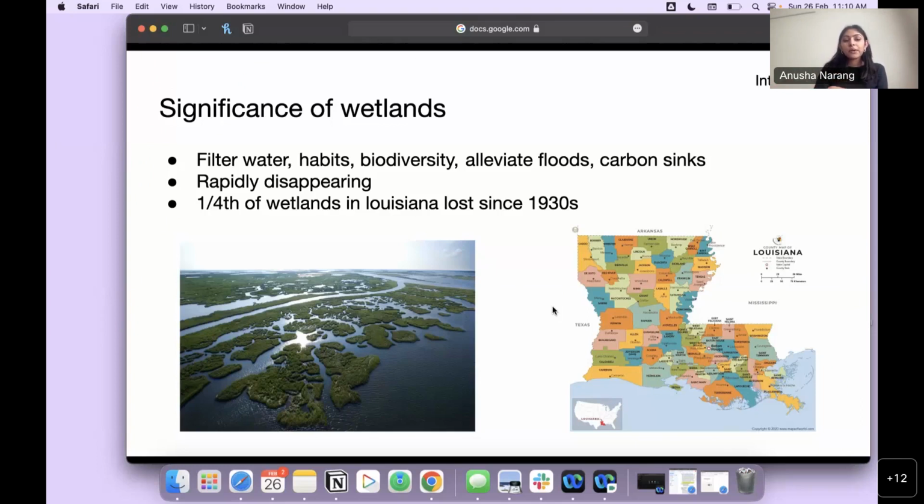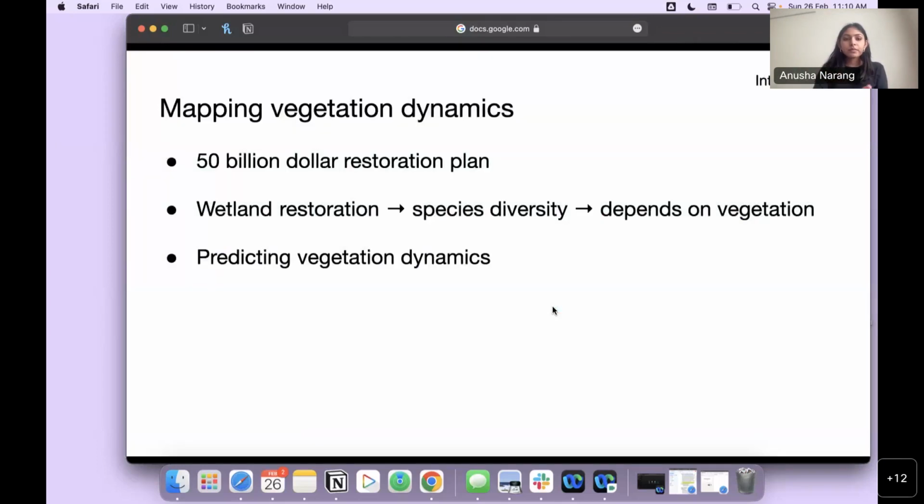So an issue, though, is that they are rapidly disappearing. For example, in Louisiana, which hosts 40% of the country's wetlands, 1/4 of the wetlands have been lost since the 1930s. So in Louisiana in particular, a $50 billion plan was created in order to restore wetlands.